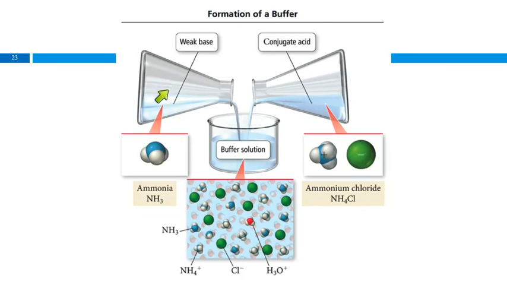So here we've got a weak base and the conjugate acid, ammonium chloride with ammonia. And in the buffer solution, we have significant amounts of the weak base and the conjugate acid. And so again, we can add acid, the base will neutralize it. We can add base, the acid will neutralize it.